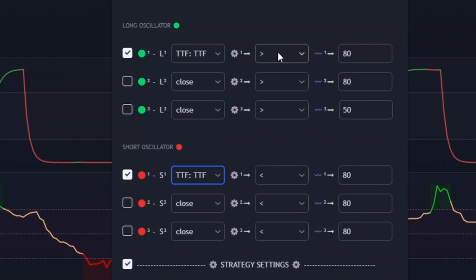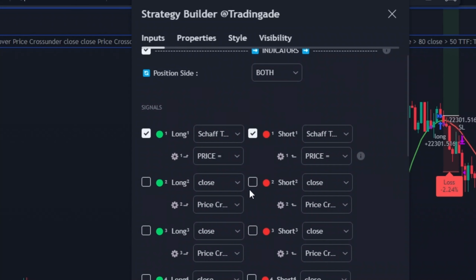And for a long signal, we want the TTF that is above 100 level, whereas for short signal, we need the TTF to be below the minus 100 level. Third and last rule is the MA confirmation. We're gonna turn on another signal.